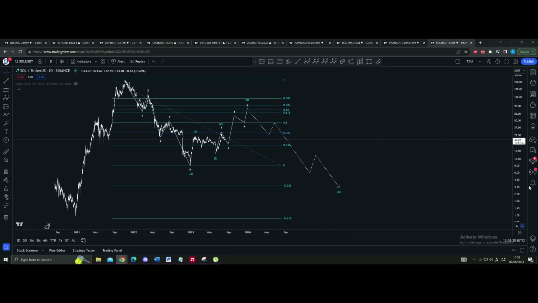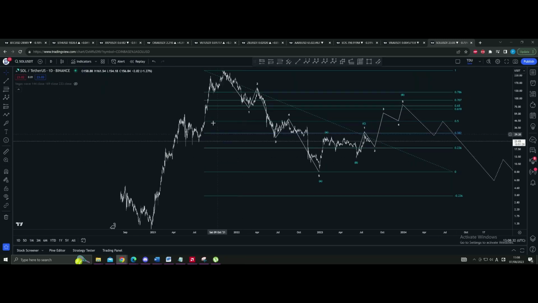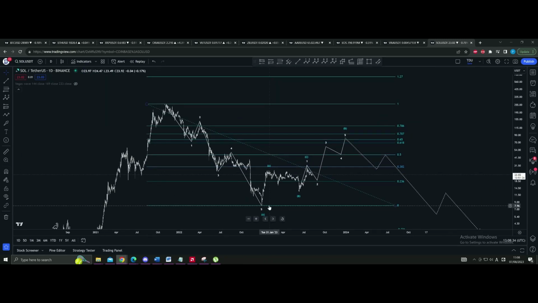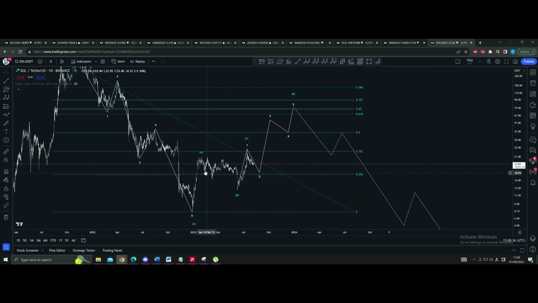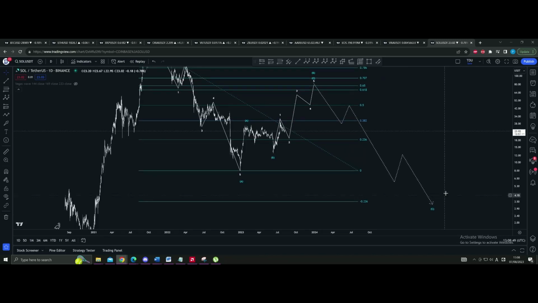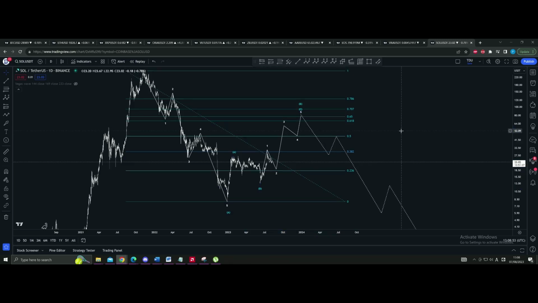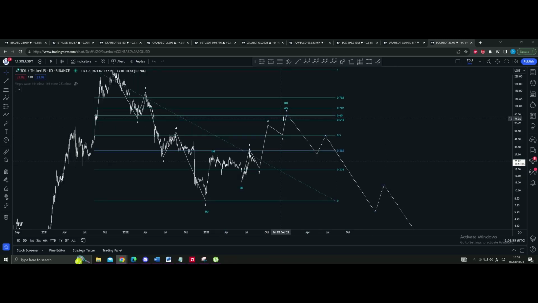And Solana, similar. After completing a cycle, we had a 5 down. Now we printed A, B, either C, we're done, or this is only 1, 2, 3, 4, 5 for the wave B, and then back to the Stone Age with all the NFTs. We need some pump and we need some news for this thing to go.